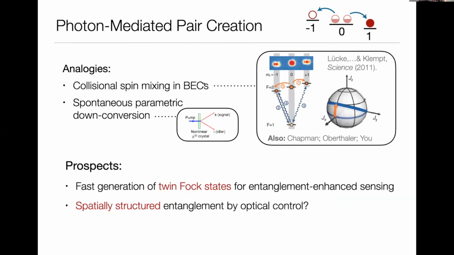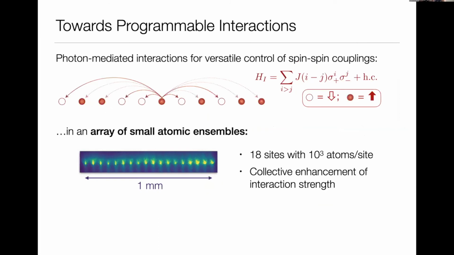So it raises the question, given that this interaction can be very long ranged and is controlled by light, can we start to even control the spatial structure of the interactions and the correlations, control which quantum states we access? And so to be able to explore that in better detail, what we've done is set up a system where we now have an array of small ensembles. There's about 1,000 atoms per site. They form this lattice of about 20 sites.